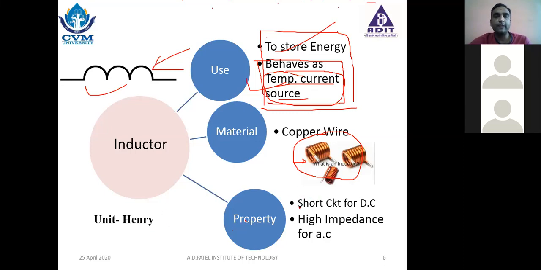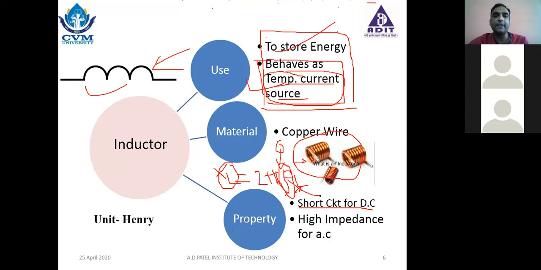It behaves as a short circuit for DC. We know that inductive reactance is equal to 2 pi FL. That formula you have studied in standard 11th or 12th. Where 2 pi is a constant, F is the frequency of operation, and L is the inductance value. Now if I take a DC supply, a DC supply is nothing but a constant voltage, so it has zero frequency. So if I put zero value over here, XL will be zero. So zero reactance means it's a short circuit for DC.